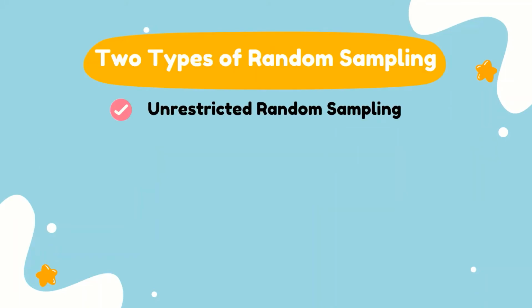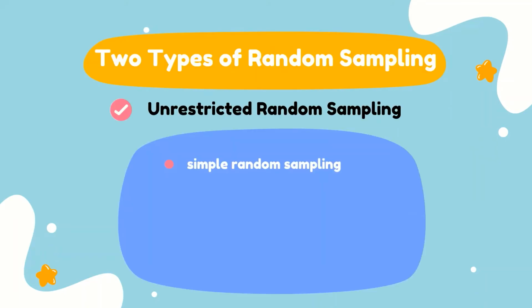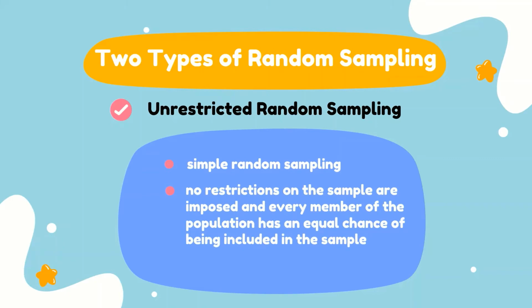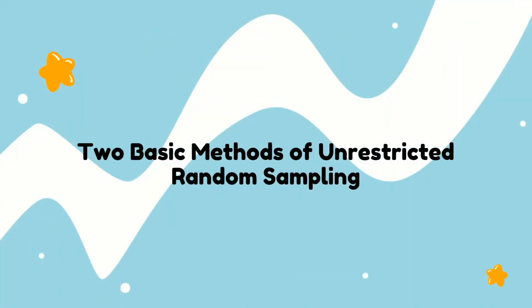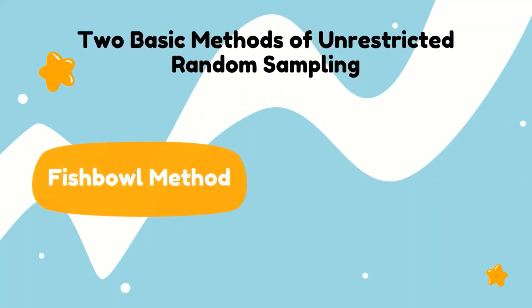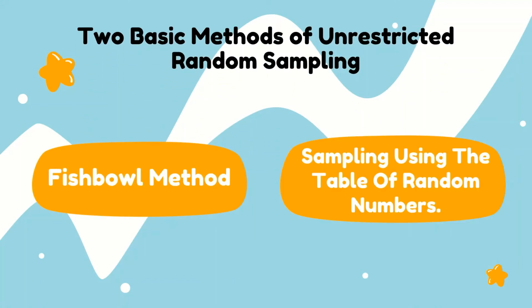So back to our topic. Unrestricted random sampling is also called simple random sampling. It is a method of random sampling such that no restrictions on the sample are imposed, and every member of the population has an equal chance of being included in the sample. It is considered to be the best method since it amplifies the two properties of random sampling. There are two basic methods of unrestricted random sampling: fishbowl method and sampling using the table of random numbers.